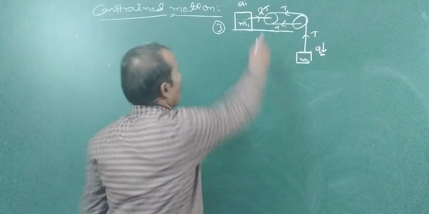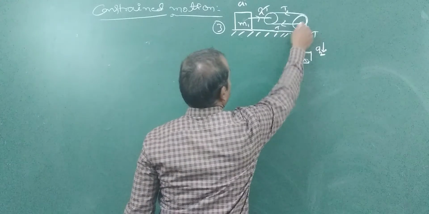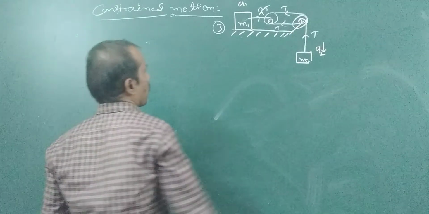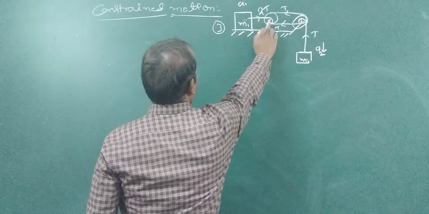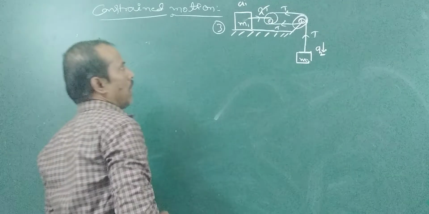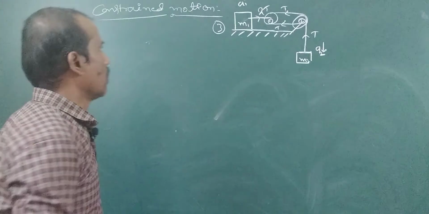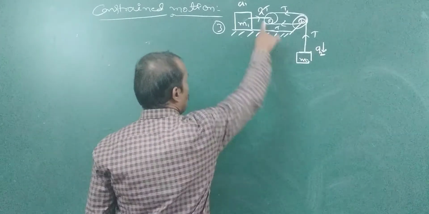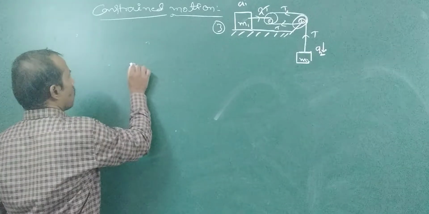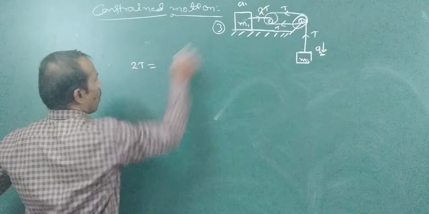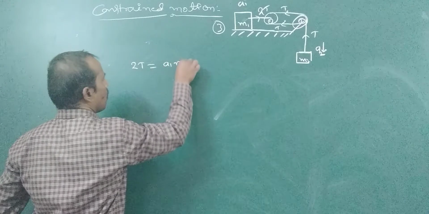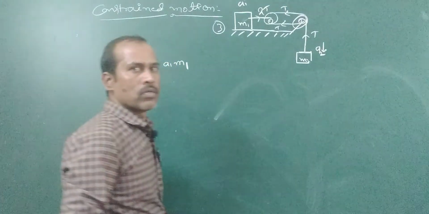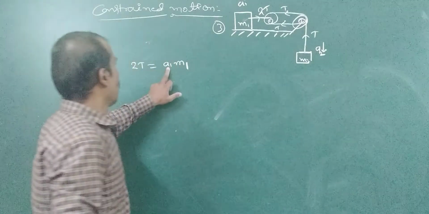Next, this is a fixed pulley, pulley 1, pulley 2. So between pulley 1 and the block the tension is 2T. Now this block is moving forward and this block is moving downward. So 2T is equal to m1 a1. This surface is a smooth surface. 2T is equal to a1 m1.